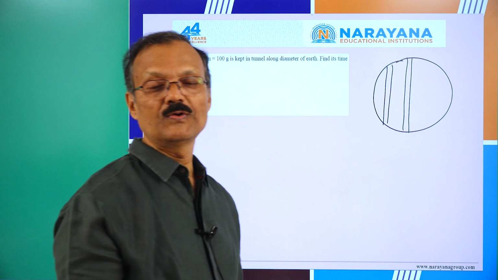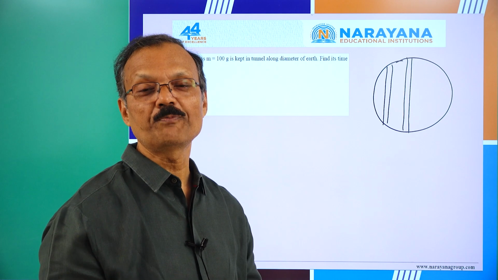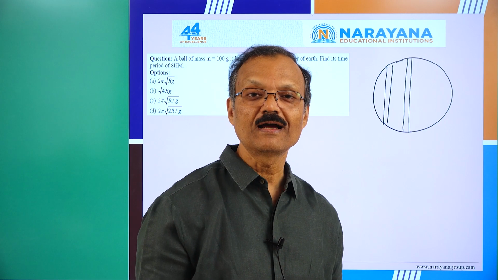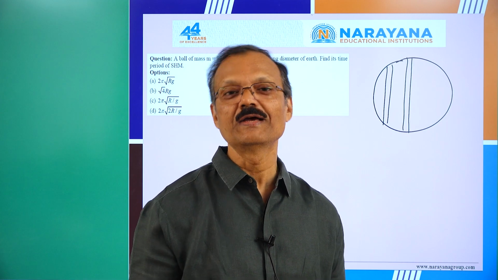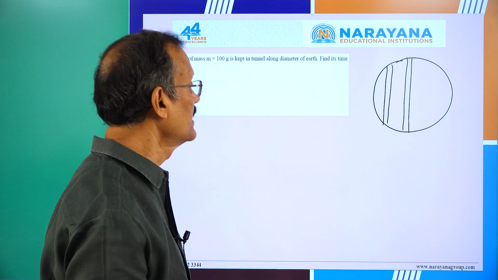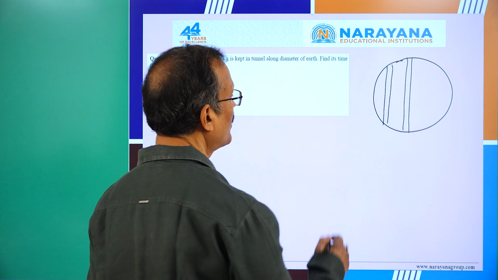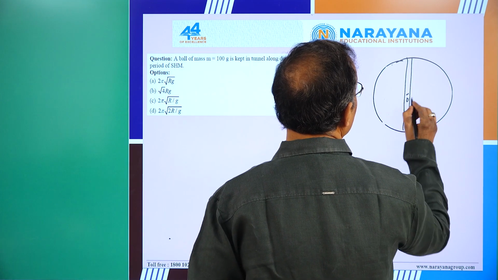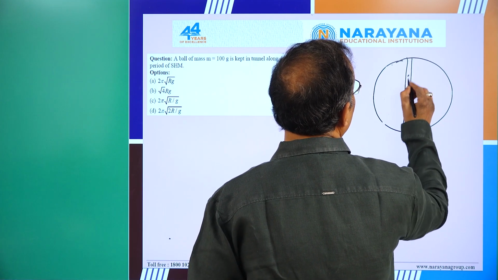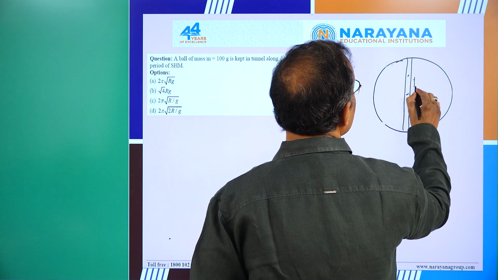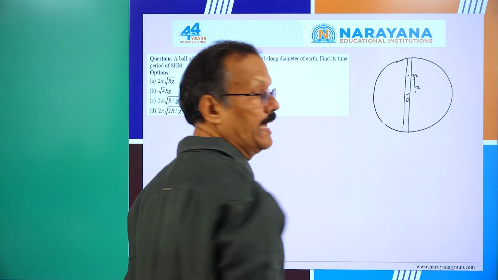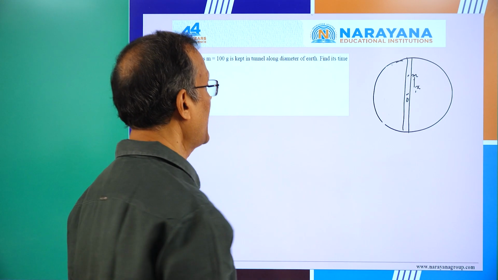Any way you dig the tunnel, if you drop a body in that, your time period will be 2 pi under root r by g. We know it very well, but if you want to derive it, what you do now: this is the center of Earth. Let us take a point here at a distance x. If I take a body of mass m, how much force will act?